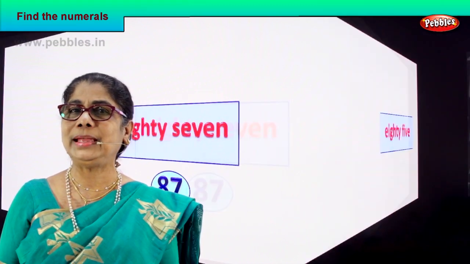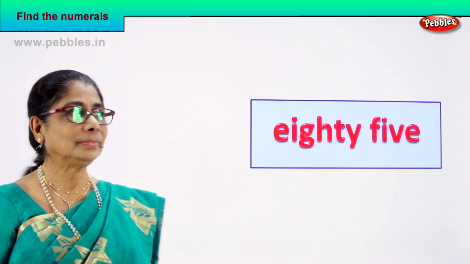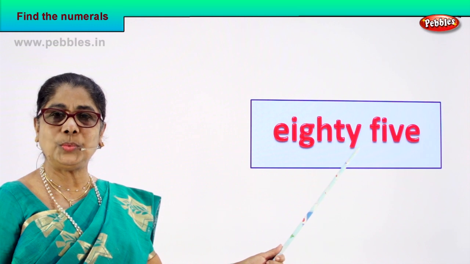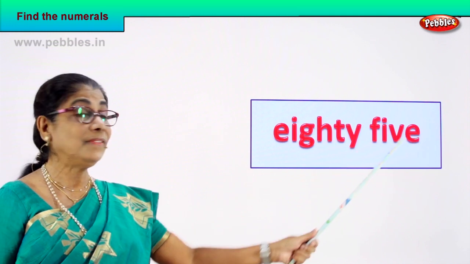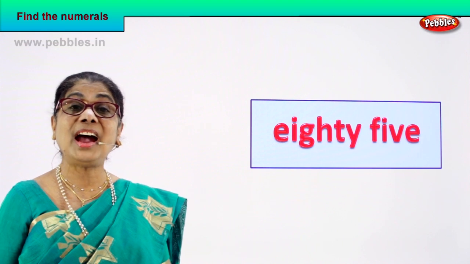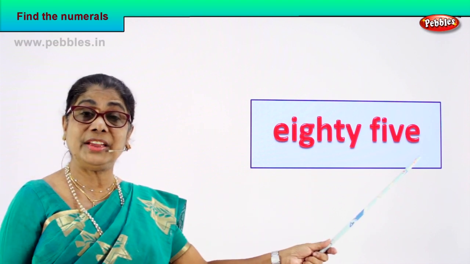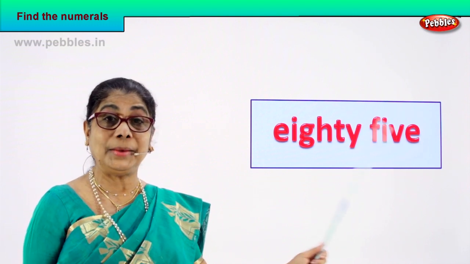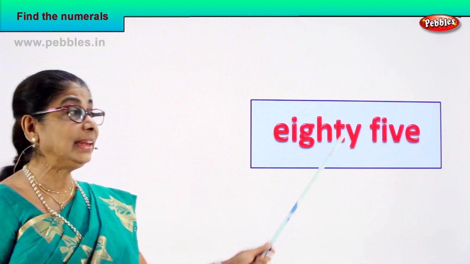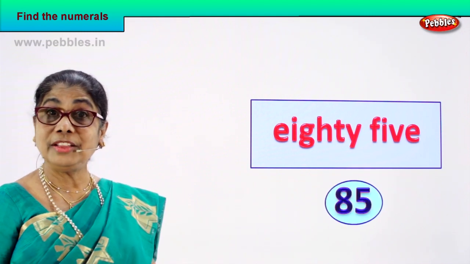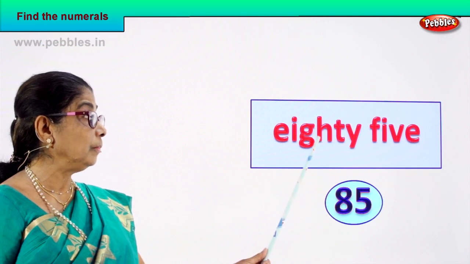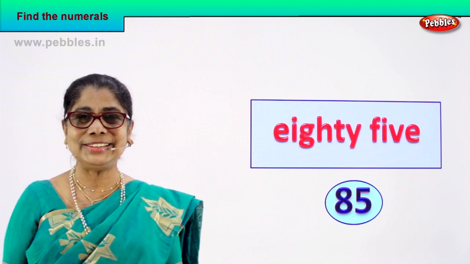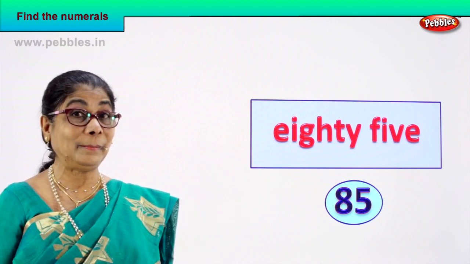Let's take our next number name. Read. Eighty 80, five 5, 85. You read? Now how will you write the numeral? 85. 8 and 5, 85. Very good. You learned to write the numeral correctly. Good. Shall we look at another number name?